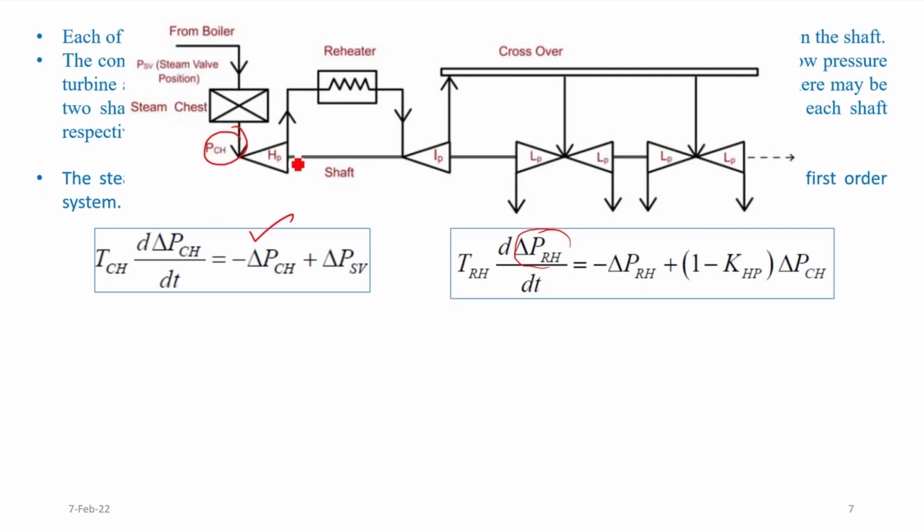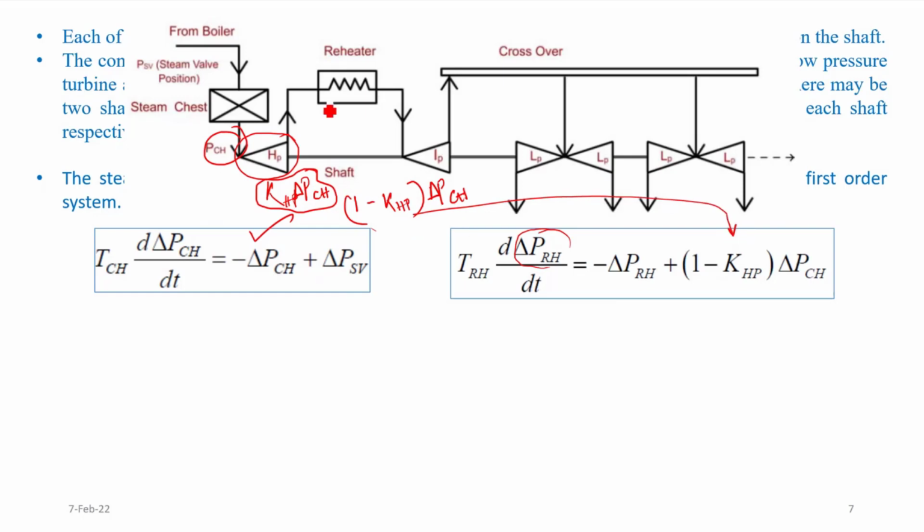Because when the steam passes through the high pressure turbine, let us say K_HP times P_CH is the power being used. This fraction of power is used for the kinetic energy of the shaft. Now the remaining power in the steam will be (1 - K_HP) times P_CH, or for an incremental change, (1 - K_HP) times delta P_CH. That is what is substituted here, right?